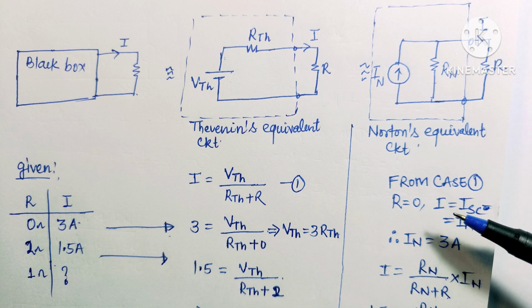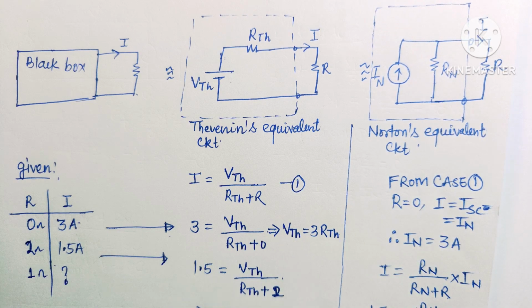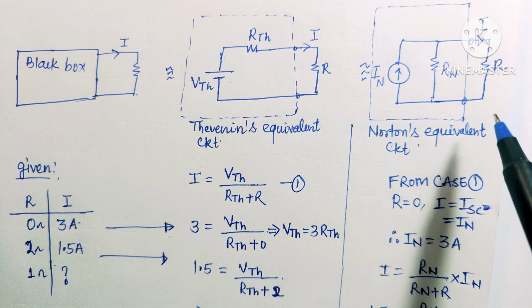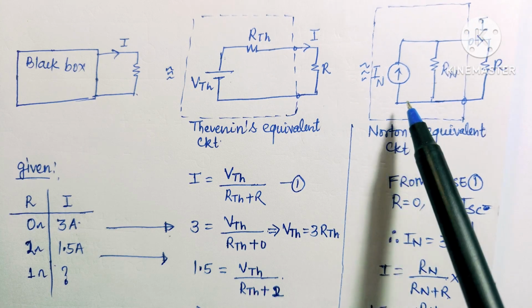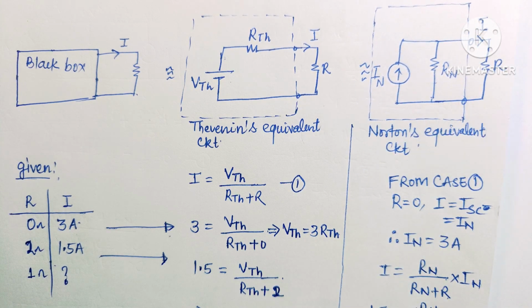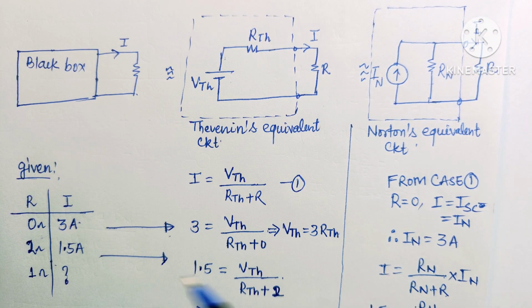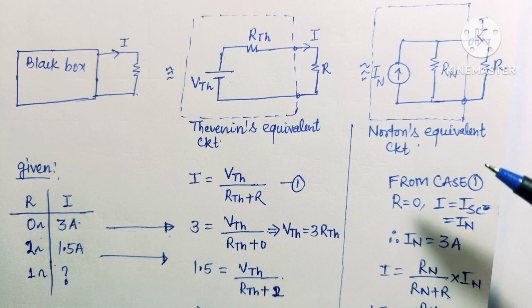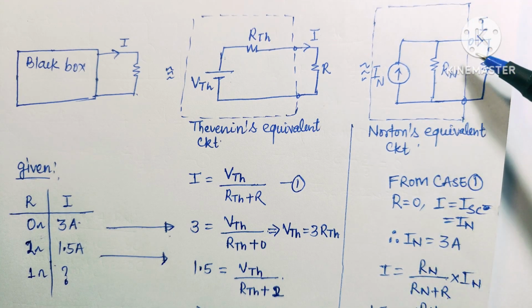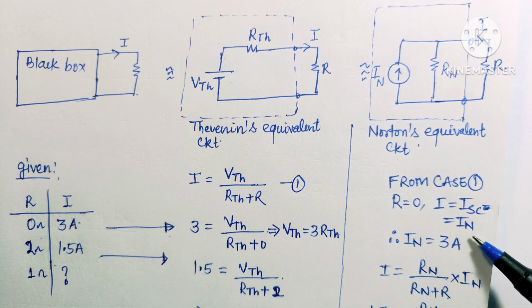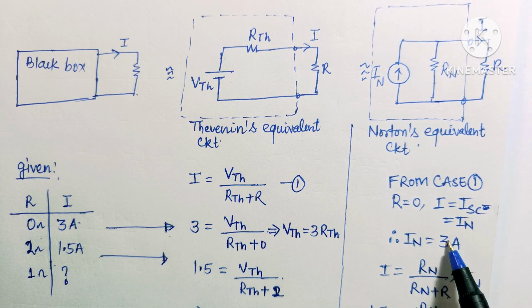Now let us see how we can solve this question using Norton's equivalent circuit. We have removed this black box from the circuit and replaced it with Norton's equivalent circuit, that is, the IN current source and equivalent Norton resistance. As we can see, in case 1, for 0 ohm, 3 ampere current flows. If we put R equal to 0 here, then this will be short circuited, and this short circuit current is given in the question, that is 3 ampere. As we know, if we short circuit the load, then the calculated short circuit current is our Norton's current. So here I is equal to ISC is equal to IN. So the Norton current source value will be equal to 3 ampere.